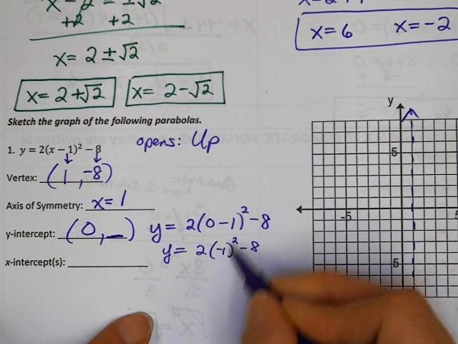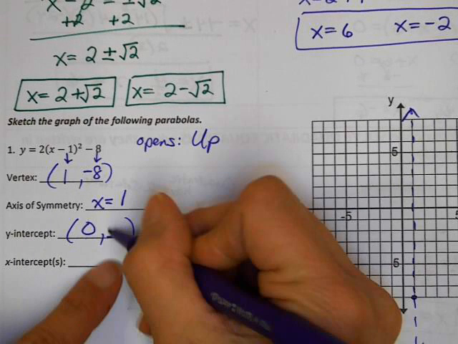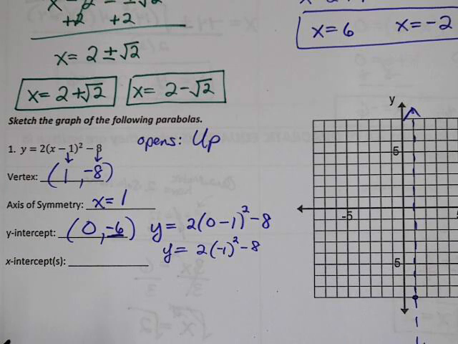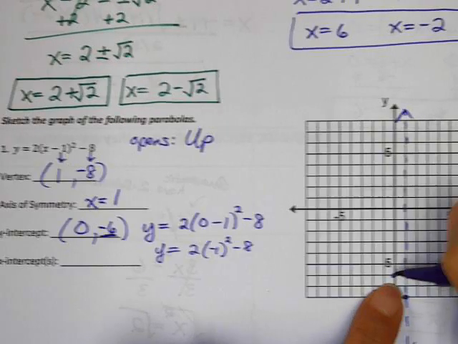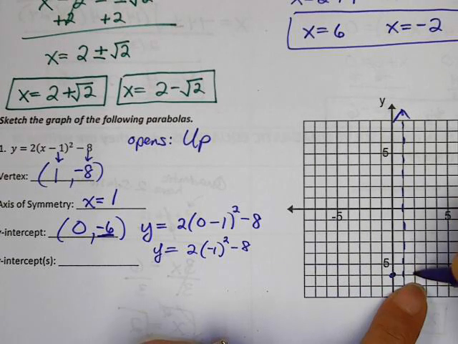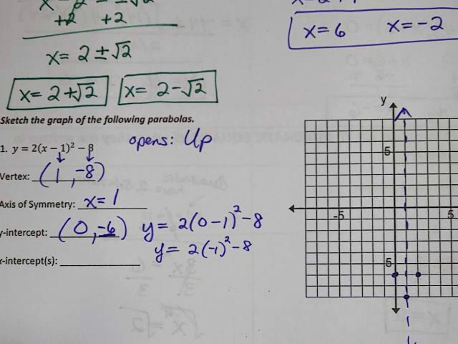Negative times negative is positive. 2 minus 8 is negative 6. So over here on the graph, I've got 1 point at 0, negative 6. And I'm going to reflect that and have another point on the right-hand side.